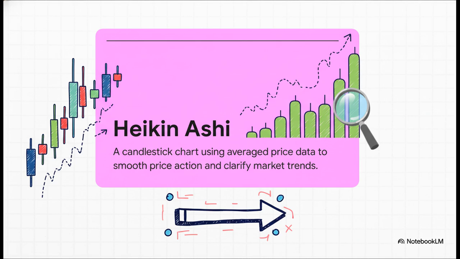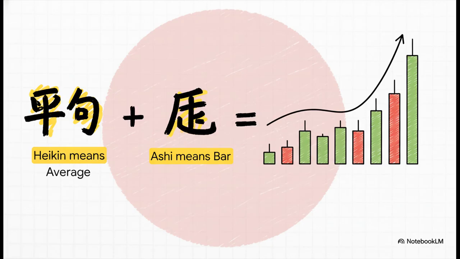Okay, so what is it exactly? Heikin Ashi is a special type of candlestick chart, but instead of just showing you the raw open, high, low, and close prices, it uses a formula to average things out using data from the previous candle. And that one simple act of averaging is what smooths out the price action, making the real underlying trend way easier to spot.